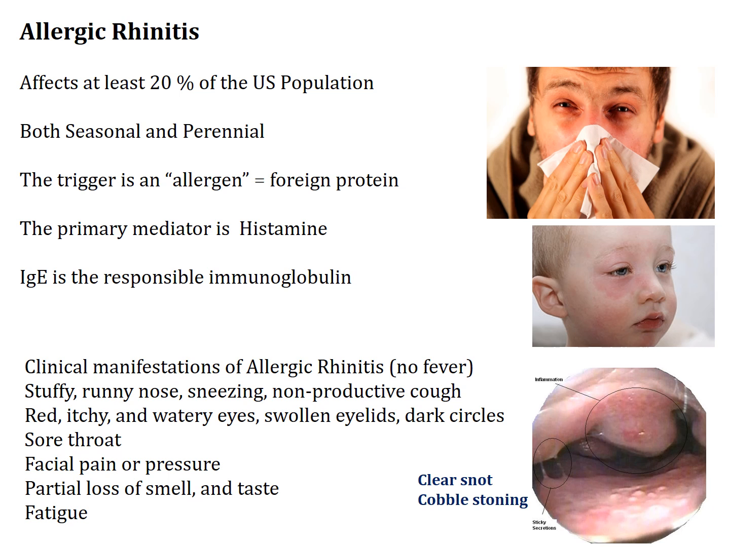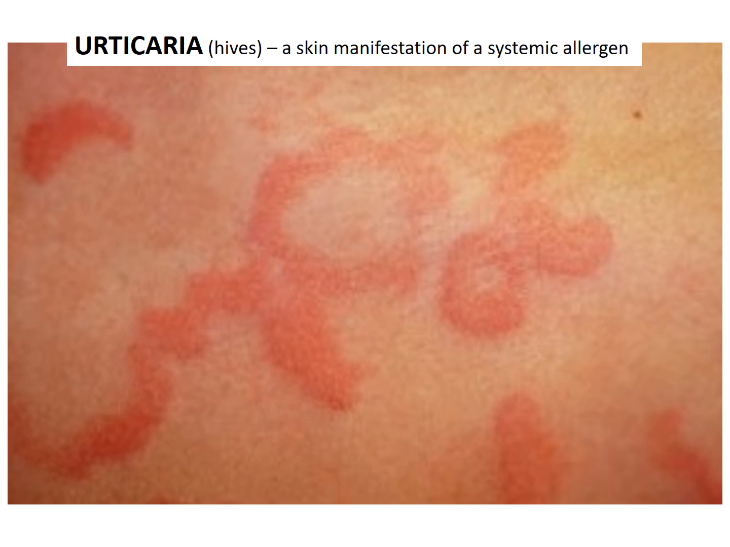All right, so there's allergic rhinitis. And this is urticaria or hives. It's a skin manifestation of a systemic allergen. That allergen could have come through the respiratory tract, the GI tract, could have been injected into you via a wasp sting or whatever, right? A skin manifestation of a systemic allergen happens via urticaria or hives.